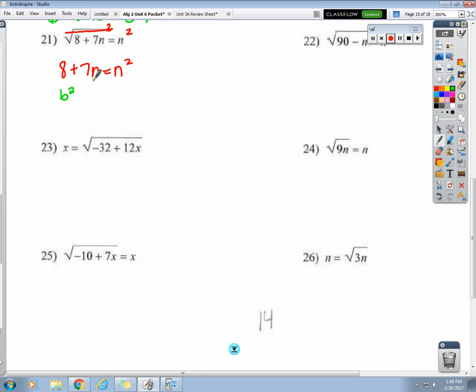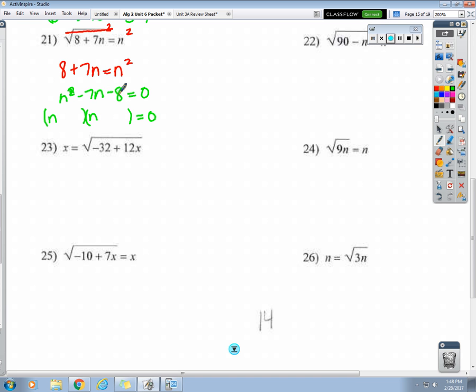Right, move 7n to the other side by subtracting it, and then move the positive 8 by subtracting it, right? Now everything is on the same side, with the n squared. And for it to move over there, it just had to change its sign, right? Now we can factor that by looking for two numbers that do what? Right, they multiply to negative 8 and add to negative 7.